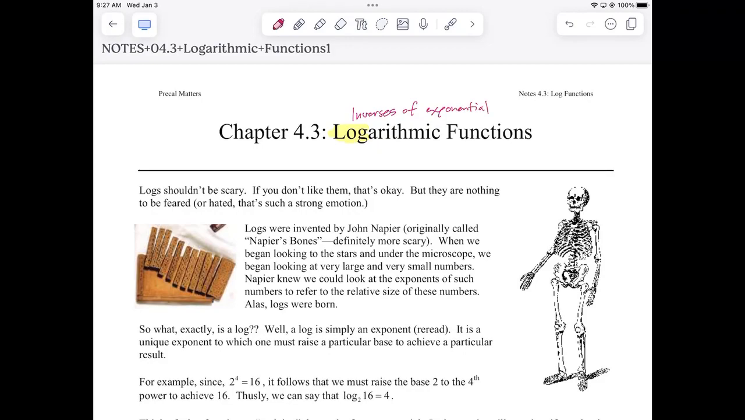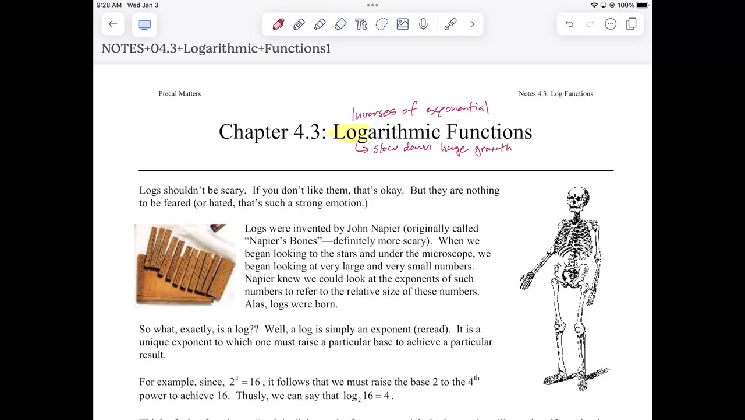So what would that mean? If something exponential grows rapidly because the more you have, the more you gain, then if something grows logarithmically and it's the inverse, what would you expect it to do? Yeah, it would grow at a decreasing rate. It grows slowly. So what logs were invented to do is to slow down growth. They were invented to slow down huge growth.